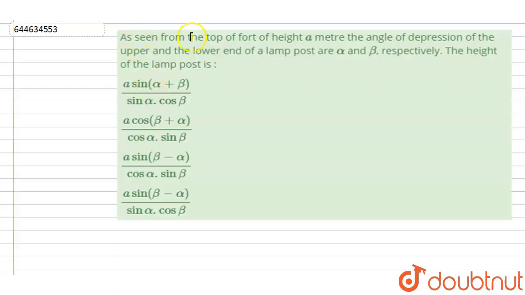The question says that as seen from the top of the fort of height a meters, it means the height of the fort is given as a meters, and the angles of depression of the upper and lower ends of a lamppost. It means the angle of depression that is made to the lamppost from the upper and lower ends, and the angles are given: from the upper end it is alpha and from the lower end it is beta. So we have to find the height of the lamppost, and four options are given to us.